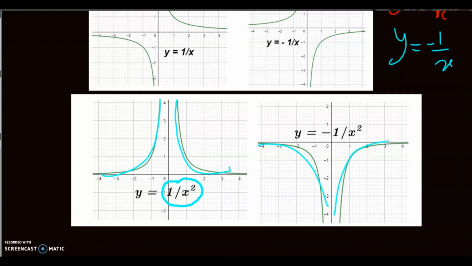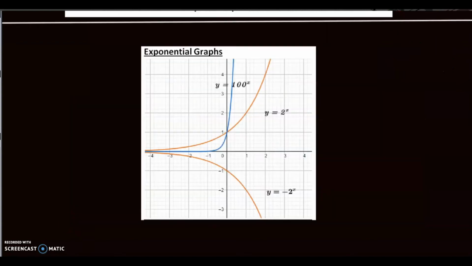Okay, next up are exponential graphs. Exponential graphs are when the variable is in the power. So 2 power x. When x is 0, we get 1. So the graph crosses the y-axis at 1, and then as we increase the values of x, the values of y will shoot up. So it will be a graph like this.